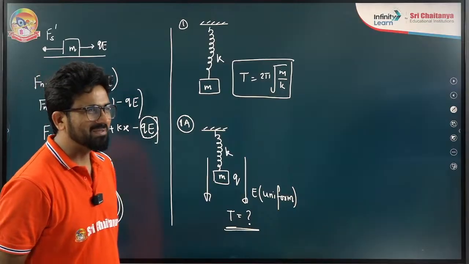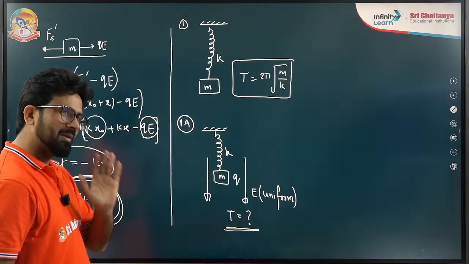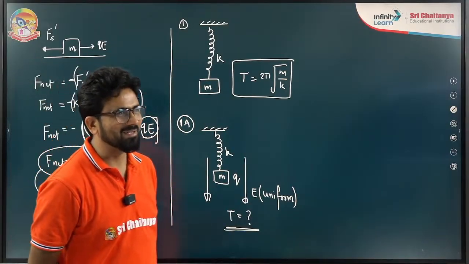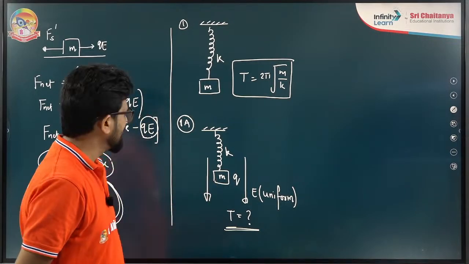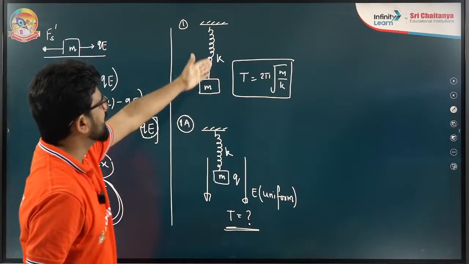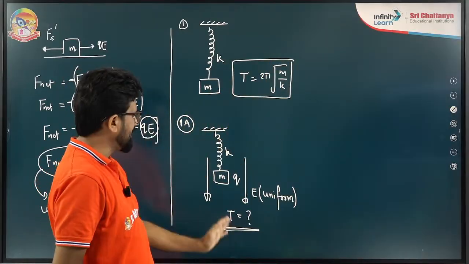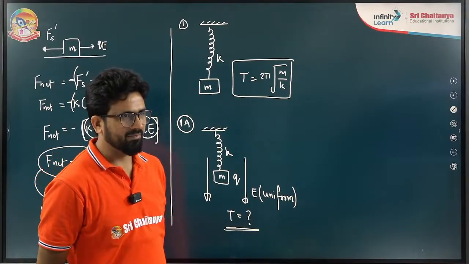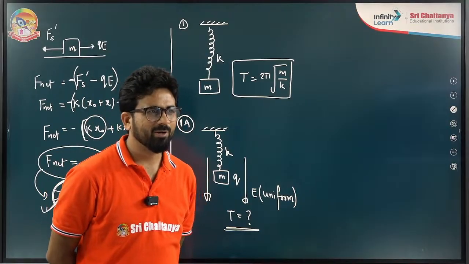Okay, very good, beta. Now this concept is clear to you. If it is clear, solve this question. I have given you one example. Now solve this question and tell me what will be the answer for 1A. A similar question I have given. It was horizontal, now it is vertical. I already told you this time period is this. No need to calculate. Now tell me what is the time period here.